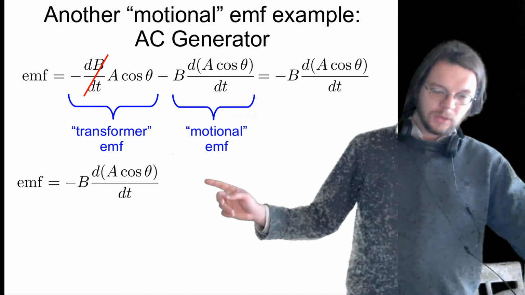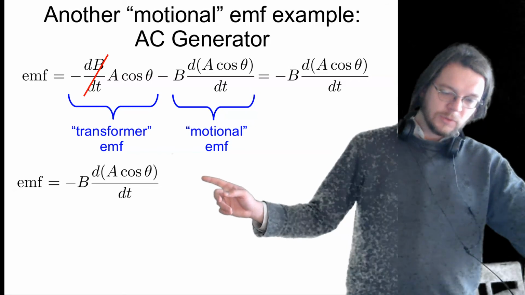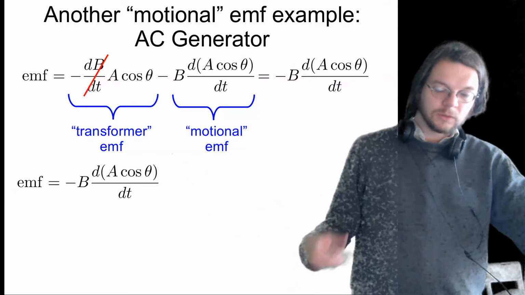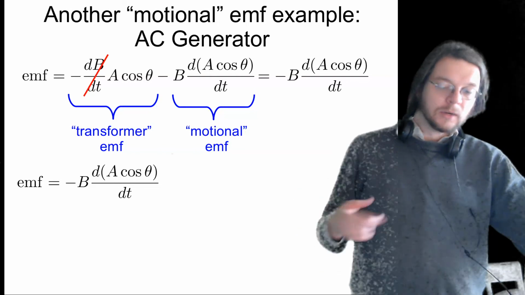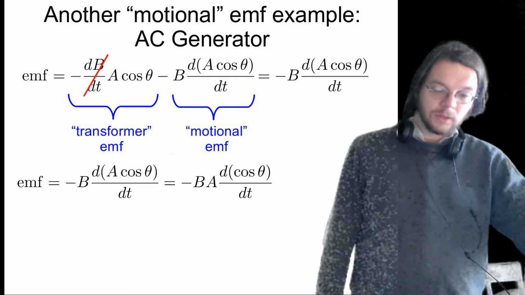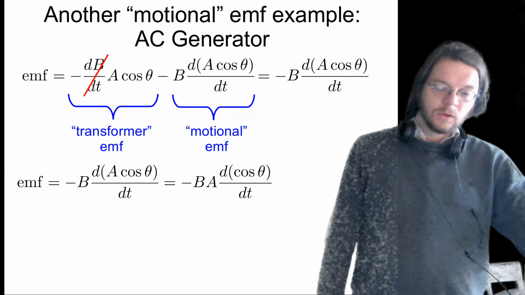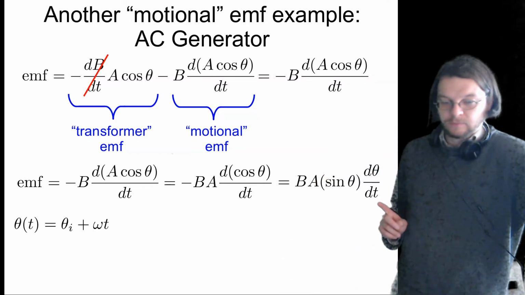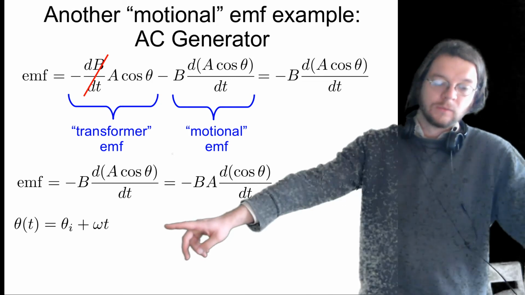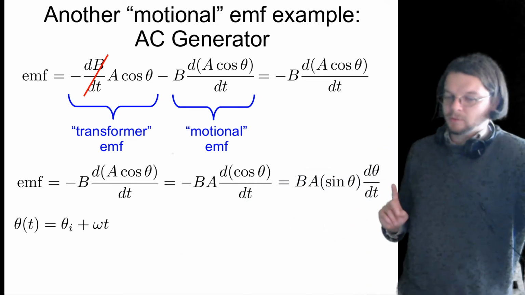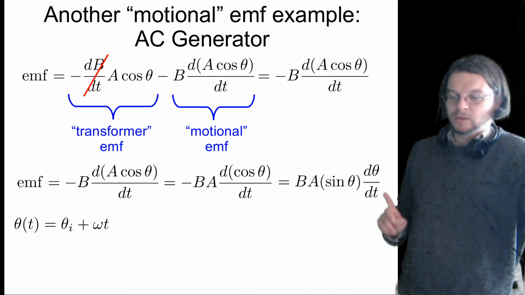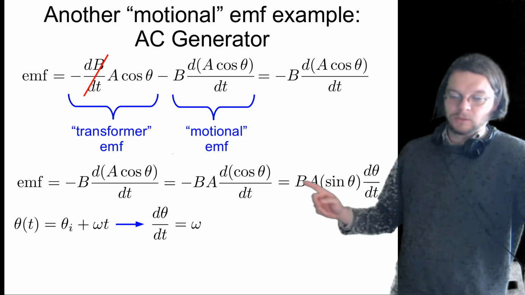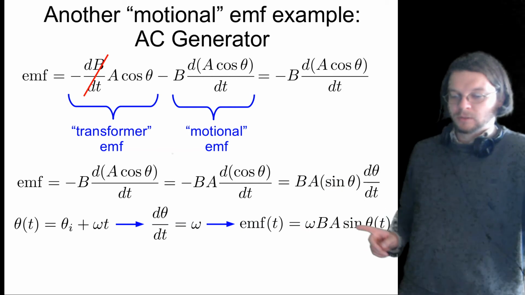So we get this, and what we can do is make a simple model for what the angle might be doing. Let's say that the angle is rotating at a constant angular velocity. We can write down some equation for what that looks like, and then take the derivative of this and find that dθ/dt is just ω, which means that the electromotive force looks like this.